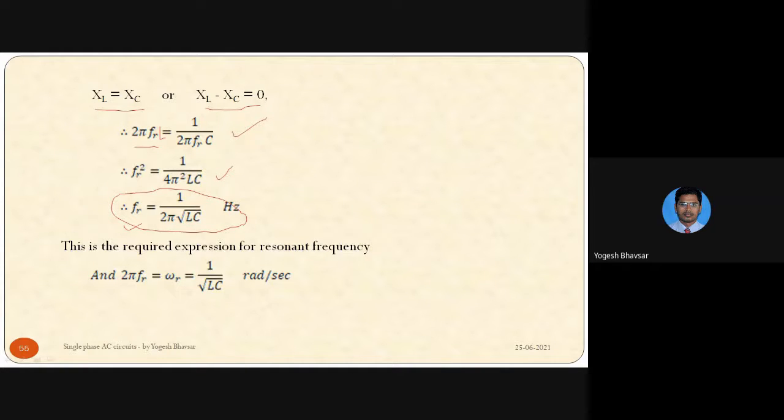So this is the required expression for resonance frequency, where 2 pi Fr is equal to omega R, angular frequency, and that is equal to 1 by under root of LC. So we can also calculate the angular frequency in terms of the inductance and capacitance value in radian per second. So this is the required expression for resonance frequency.